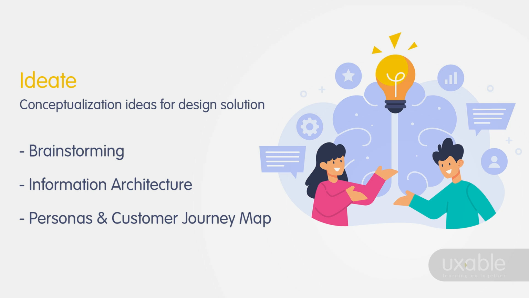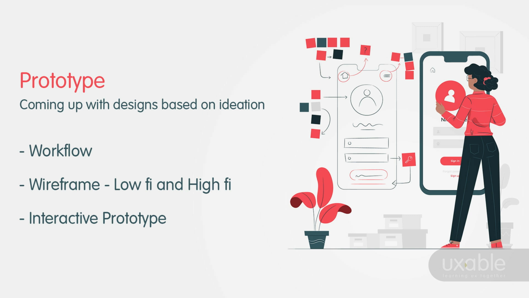What is ideation? It is where as a team we brainstorm and we try to come to a conclusion or some kind of a sketch that gives us an idea, that gives us some direction to go forward, which includes information architecture, creating personas, and customer journey map. It gives us a clear path to go to the next stage, that is the prototyping stage.